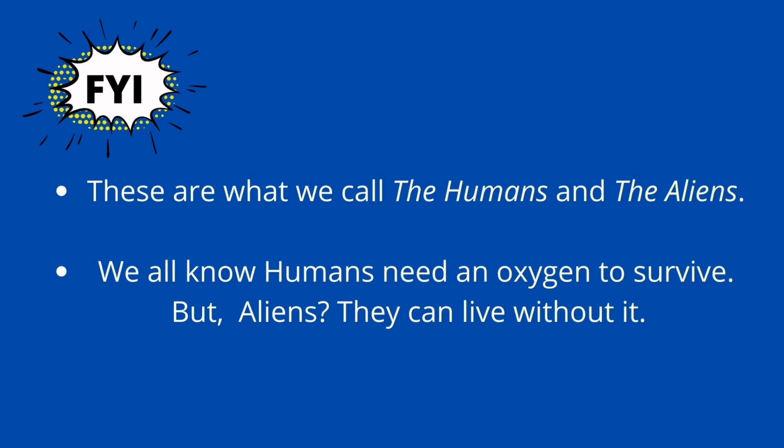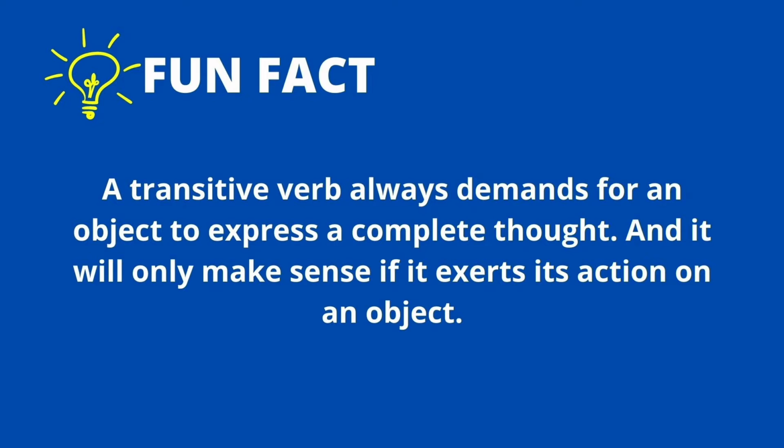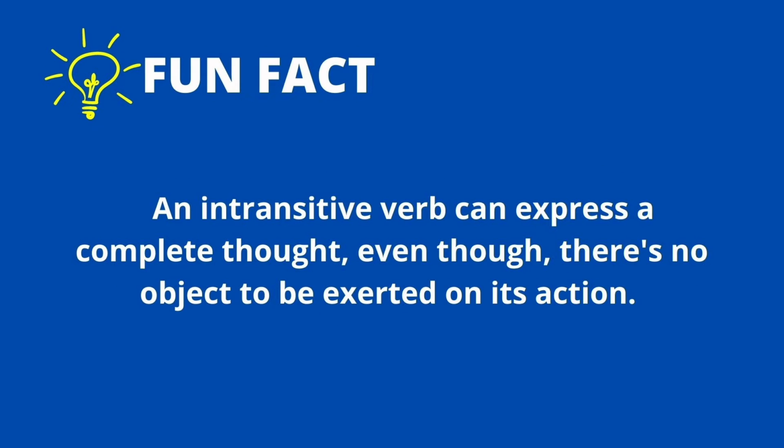But did you also know transitive verbs are similar to humans? Because a transitive verb always demands an object to express a complete thought. And it will only make sense if it exerts its action on an object. On the other hand, the aliens are similar to intransitive verbs because an intransitive verb can express a complete thought even if there's no object to be exerted on its action.